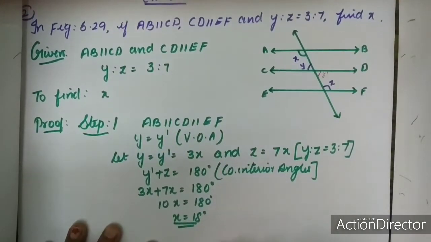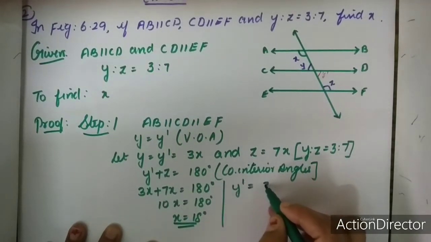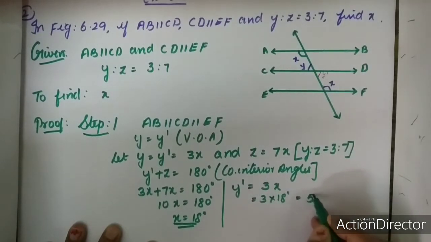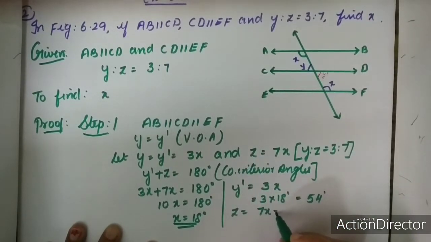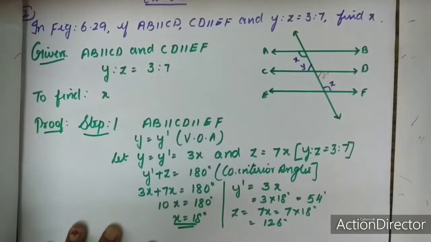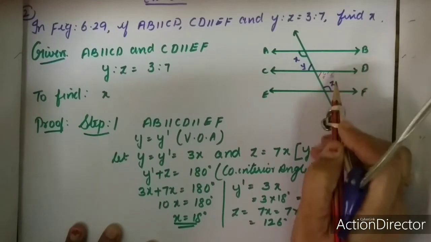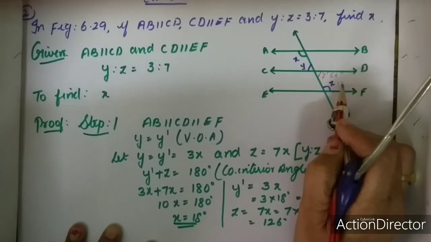Now after finding the value of x, we will find Y dash. Y dash is equal to 3x, which is equal to 3 into 18 degrees, which is equal to 54 degrees. And coming to Z, Z is equal to 7x, which is equal to 7 into 18 degrees, and 7 eights are 56, which is 126 degrees. Now we know the value of Y dash and Z, so you immediately write the angles with pencil over here. Y dash is 54 degrees and Z is 126 degrees.